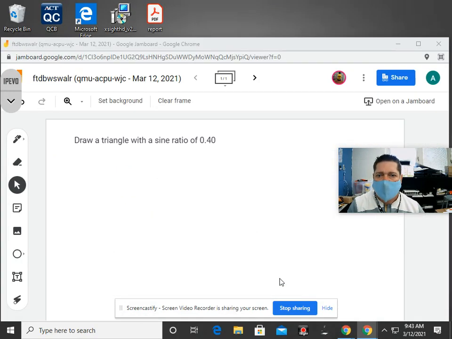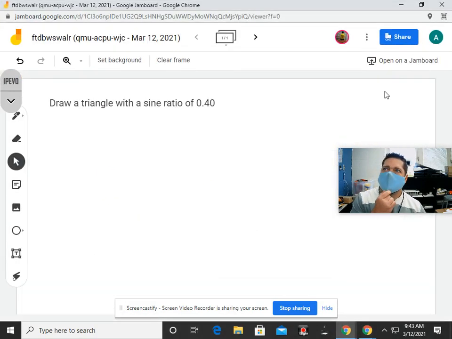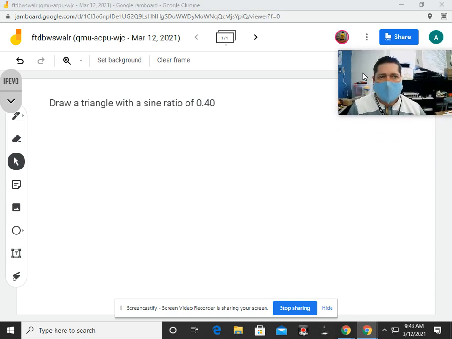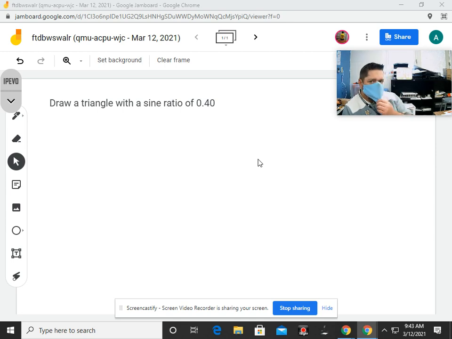All right, there we go. So the first thing I want you guys to do today, and we're just going to give a better understanding of sine, cosine, and tangent today and see where we go from there. I want you to try to draw a triangle with a sine ratio of 0.4.